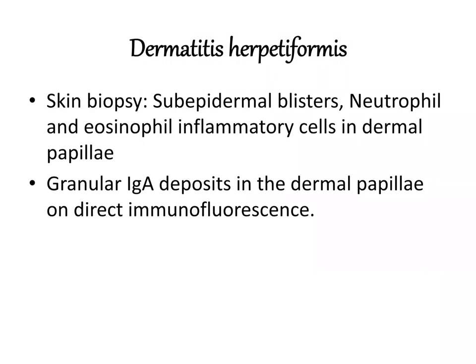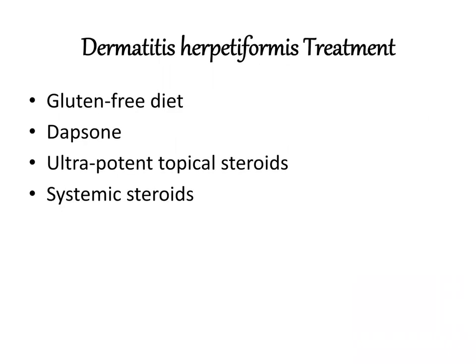The skin biopsy will show a subepidermal blister with neutrophils mainly, and in immunofluorescence IgA will be demonstrated over the dermal papillae. There is not a uniform deposit, but over the dermal papillae. So the advice given to patients is a gluten-free diet. Then dapsone is commonly used because neutrophils are acting predominantly. Potent topical steroids as well as systemic steroids can be used.